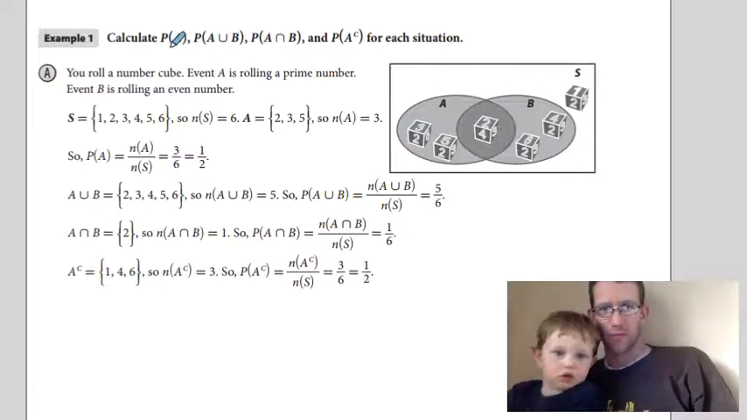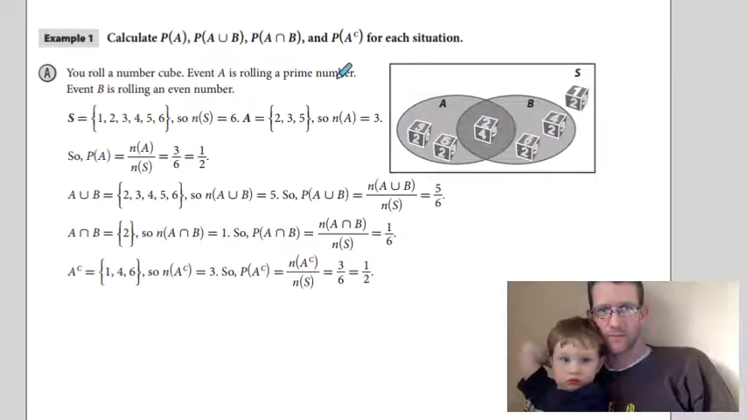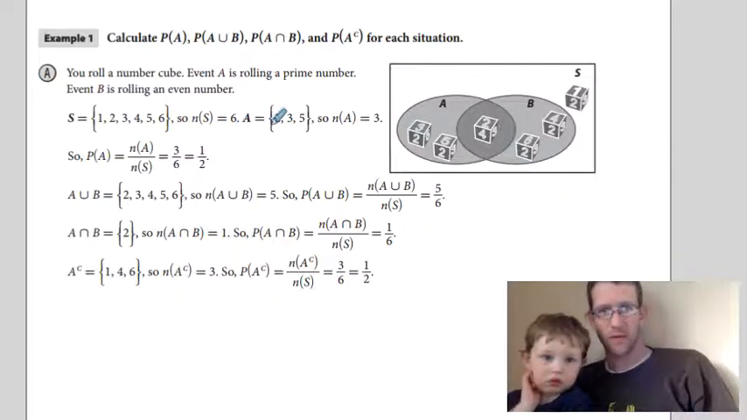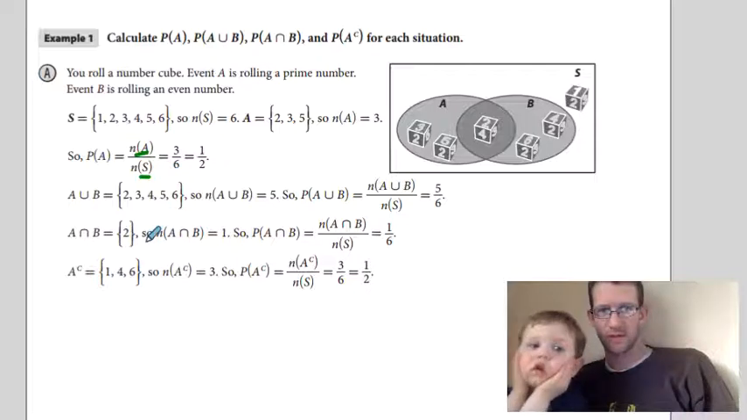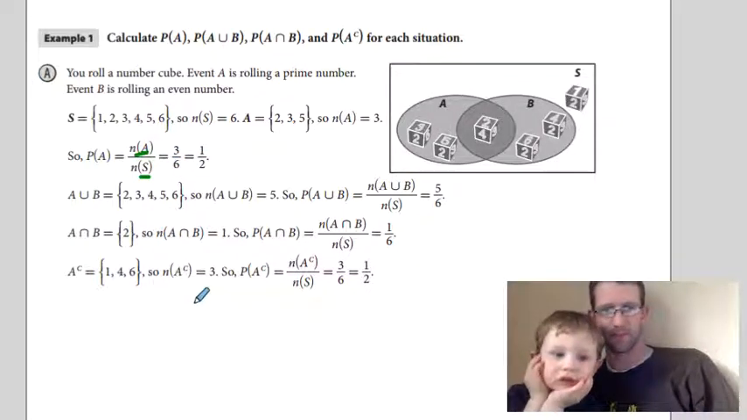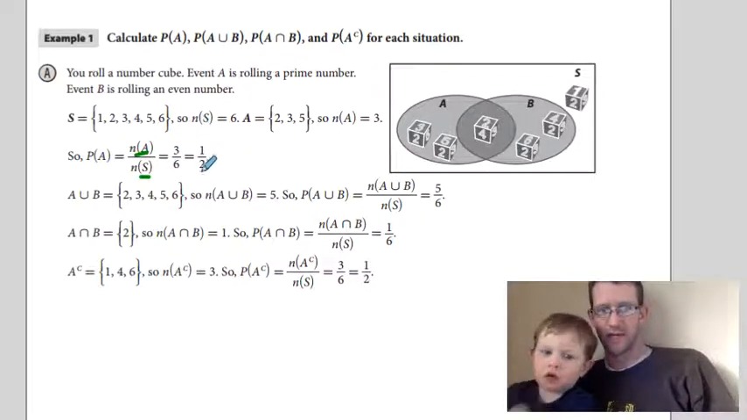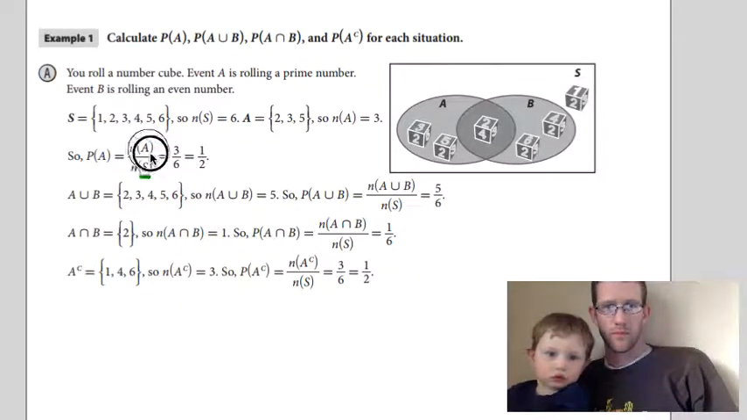So we want to calculate the probability of A, which is a prime number. So how many elements in that universal set are prime? Well, there's 3 of them, right? So what are the odds? It's simply the number of elements in A over the number of elements in the universal set, or 3 over 6, or 1/2. So it's a 50-50 chance that when you roll a dice, you'll get a prime number. Event B is rolling an even number, right? The probability of B would also be 50%.